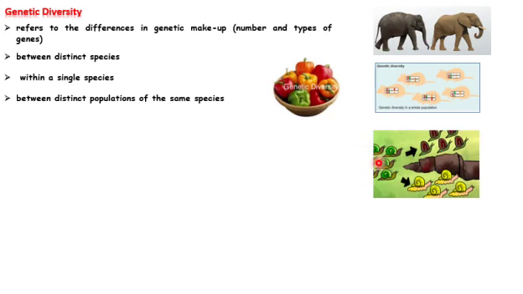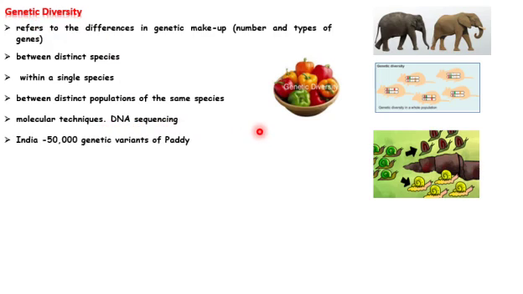So between distinct populations of the same species, clear? So this is what we commonly call genetic diversity. There are many techniques to measure genetic diversity. The best example is DNA sequencing. In India, we have around 50,000 genetic variants of paddy.